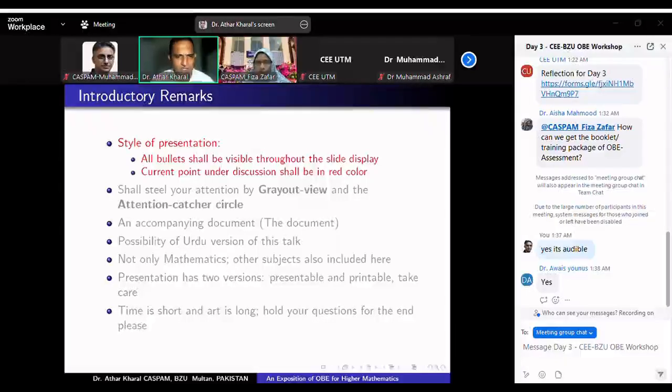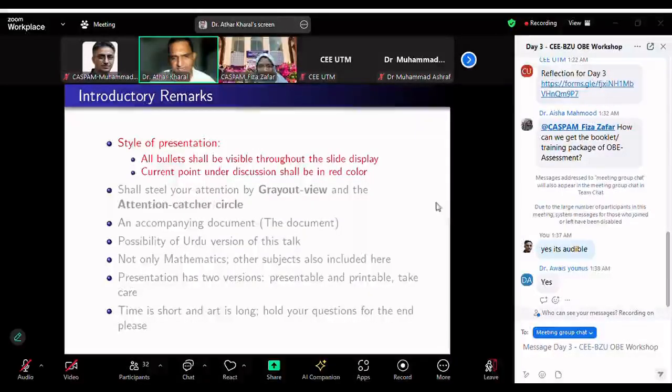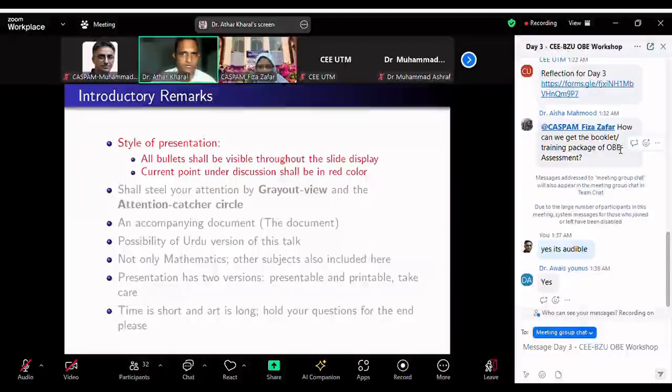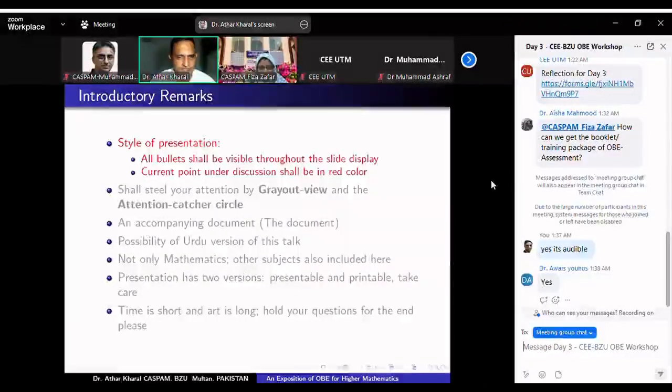First and foremost, this presentation will be in a special style. The active bullet will always be in red color, whereas all other bullets will be visible at every time in gray color, so that you do not lose attention and you do not forget what we were talking about. The bullets preceding and the bullets coming will both be in gray, and whatever we are discussing at the moment will be in red, as it is visible.